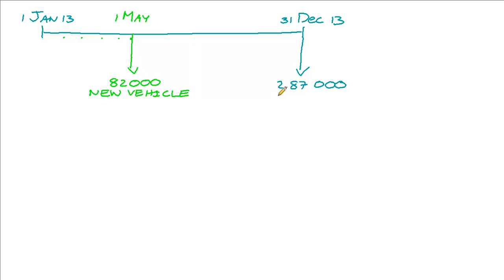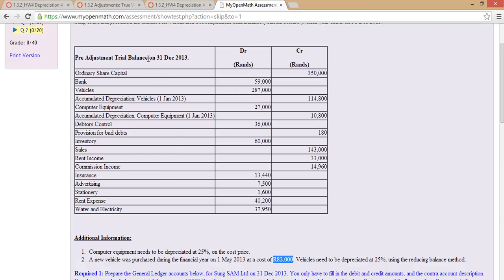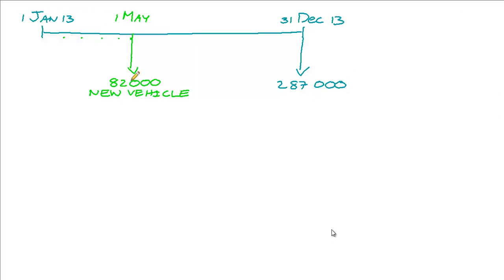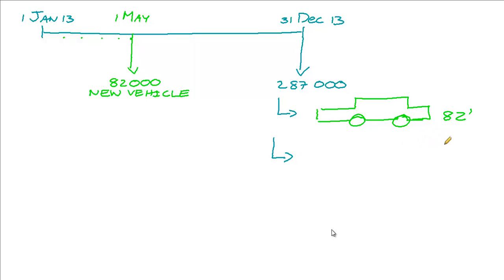Now this 287,000 Rand that was given to us in the pre-adjustment trial balance on the 31st of December, very important, is going to include this 82,000 Rand. So inside this 287,000 Rand is the new vehicle. So we can record that here. We've got our new vehicle that is included in the 287,000 Rand, and that is 82,000 Rand. So inside the 287 is 82,000 Rand. Also inside the 287,000 Rand are some other vehicles.